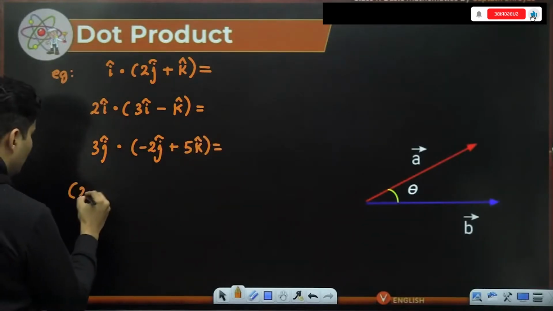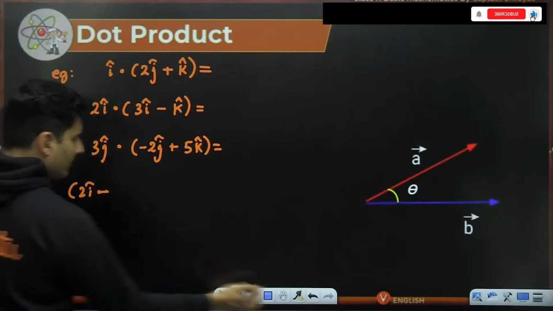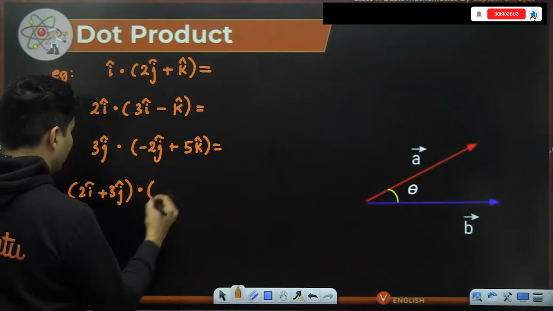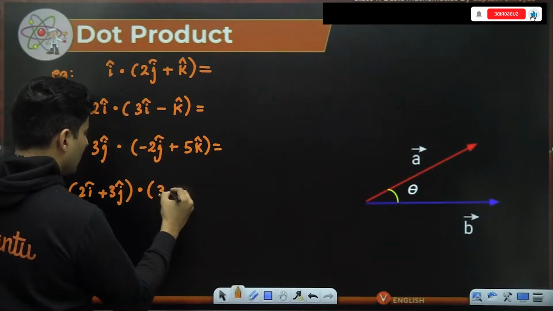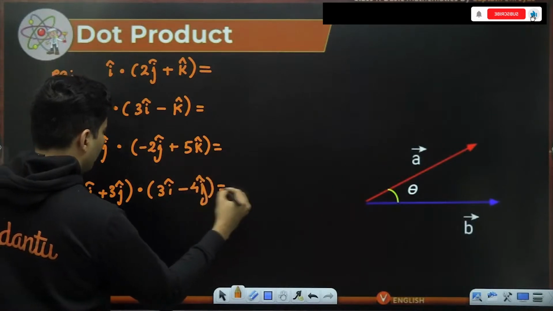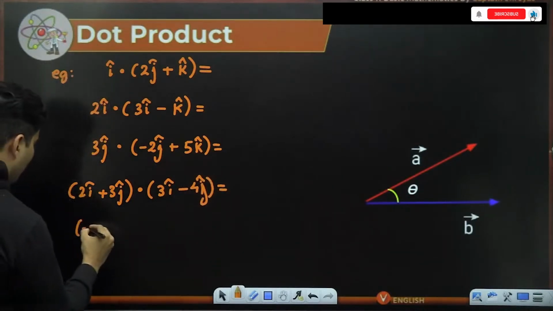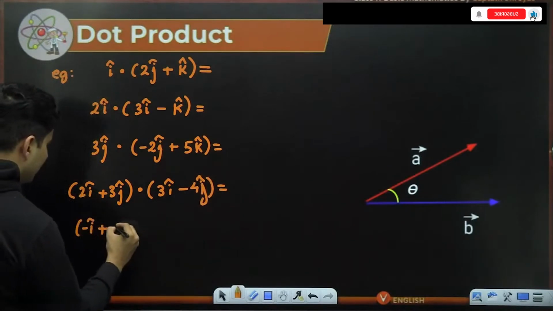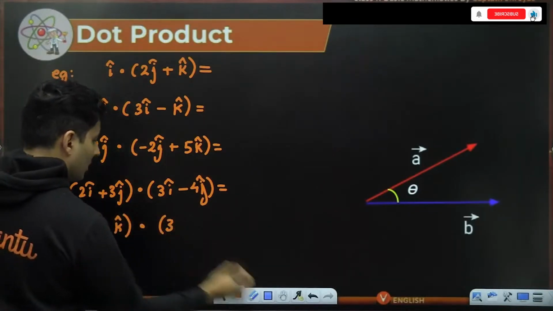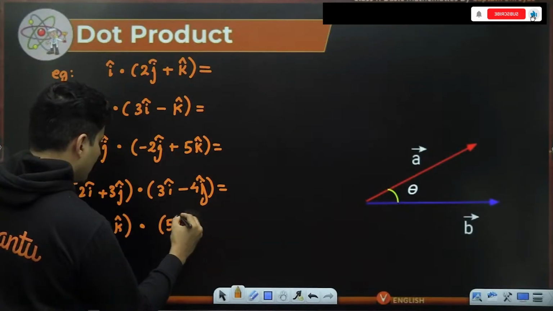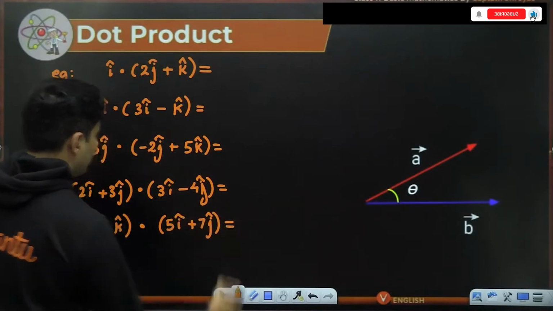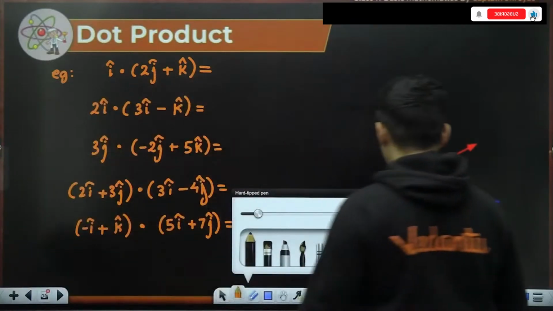What if it is 2i cap plus 3j cap dot producted with 3i cap minus 4j cap? Then what is the answer? What if it is minus i cap plus k cap dot producted with 5i cap plus 7j cap? Then what is the answer? Let's try to do it in every situation.